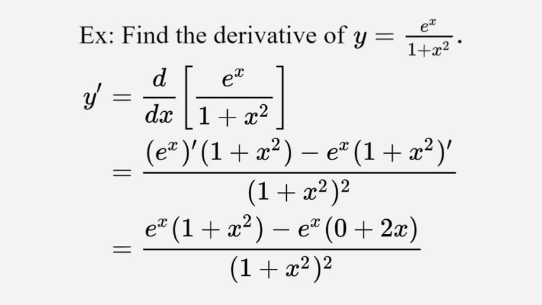And finally, let's take the derivative of e to the x, which, as we've said before, is still e to the x. It's that function that is its own derivative. And then on the other side, we're taking the derivative of 1 plus x squared, and the derivative of that is 0 plus 2x, using the constant rule and the power rule. And leave this alone. This is a great answer.